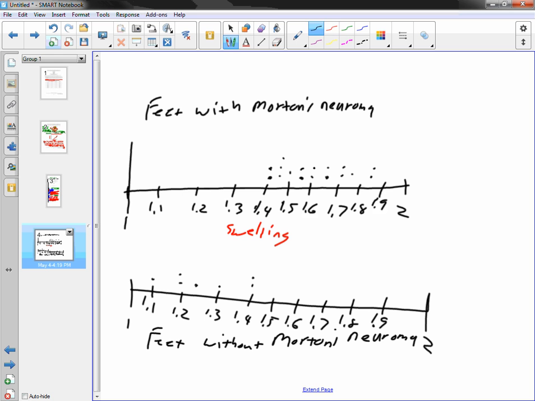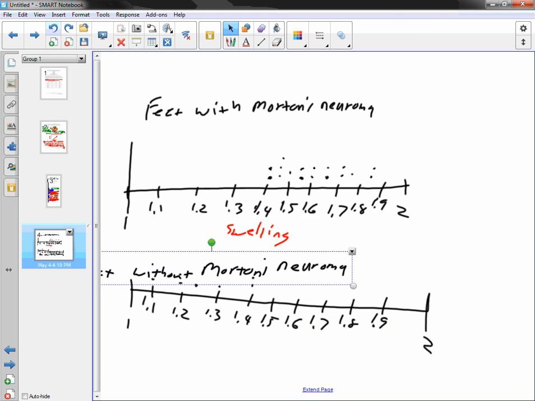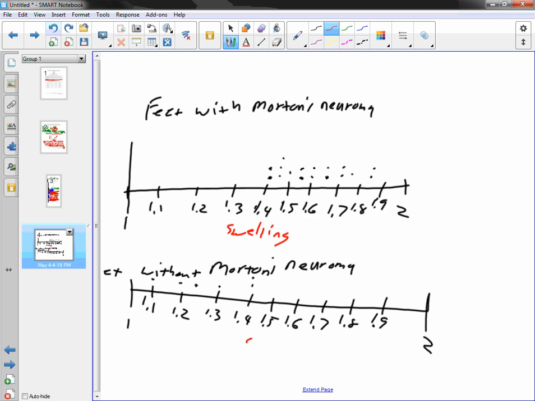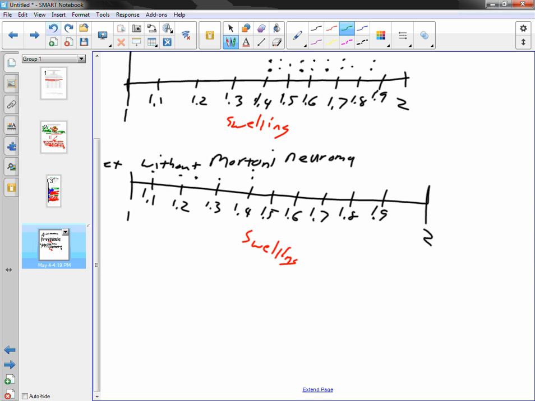Let me make sure I get a label up here. I'm going to move this to the top. Too bad you can't just move it like this on your paper, right? Here, swelling is what we're measuring with those numbers. Okay? And so here's a graphical display. If you compare the two, you can see that all the ones with Morton's neuroma have 1.4 or more, and the ones without are 1.4 or less.